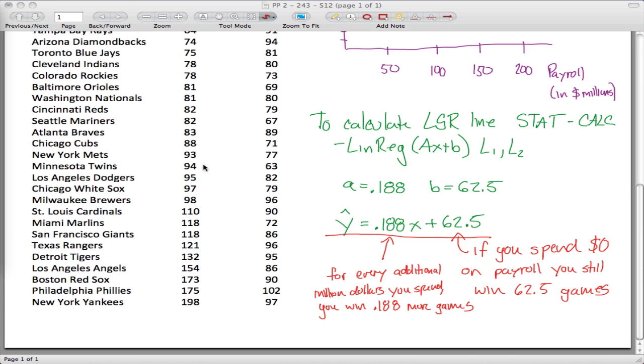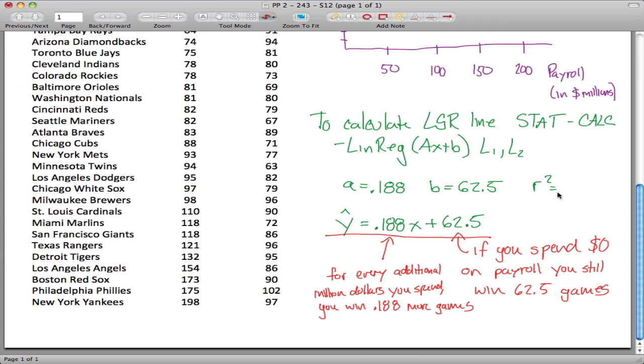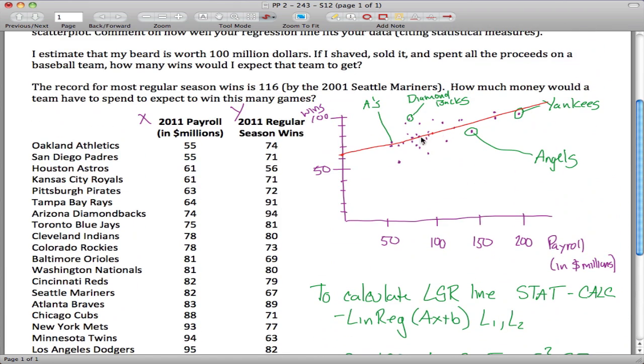All right. Another thing that was kicked out of our calculator when we did this linear regression was that r squared is equal to 0.37. So what that tells us is that 37% of variance in wins is explained by payroll. So what I'm saying is there's a lot of factors that determine how many games you win, but if you just look at this column right here, sure there's a lot of variance, 37% of that variance is determined by the payroll.